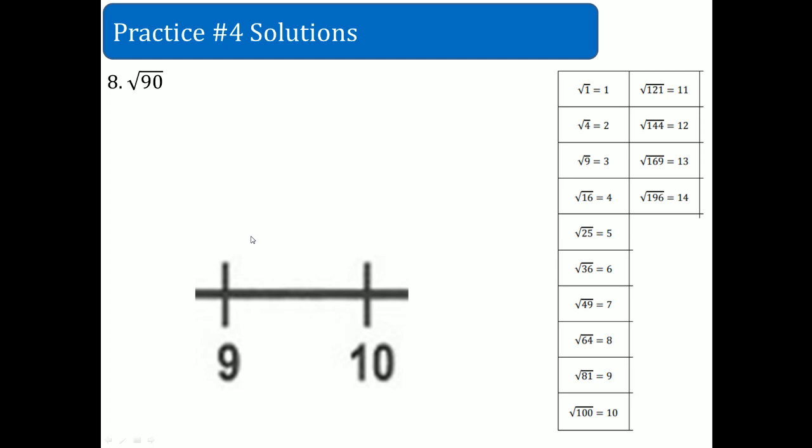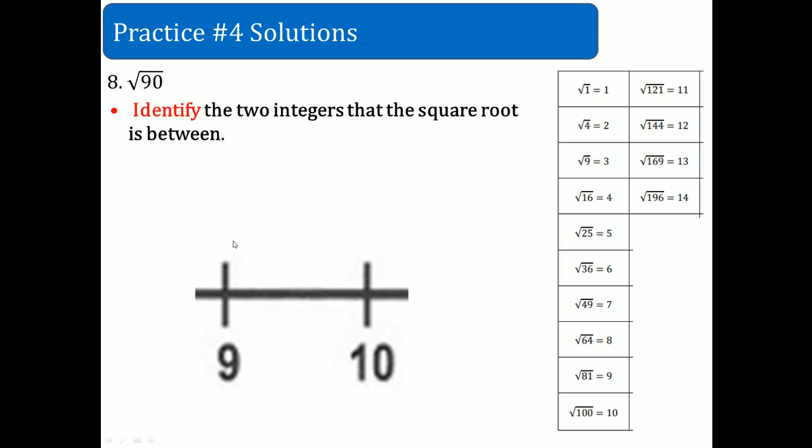And lastly, 8. The square root of 90. You're going to identify the two integers that the square root is in between. The square root of 90 exists in between, less than the square root of 100 but greater than the square root of 81. Square root of 81, square root of 100. 90 is in between. The square root of 100 is 10. The square root of 81 is 9.